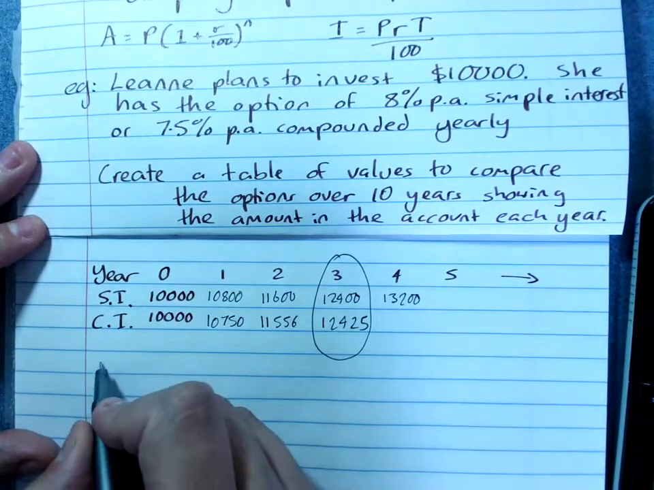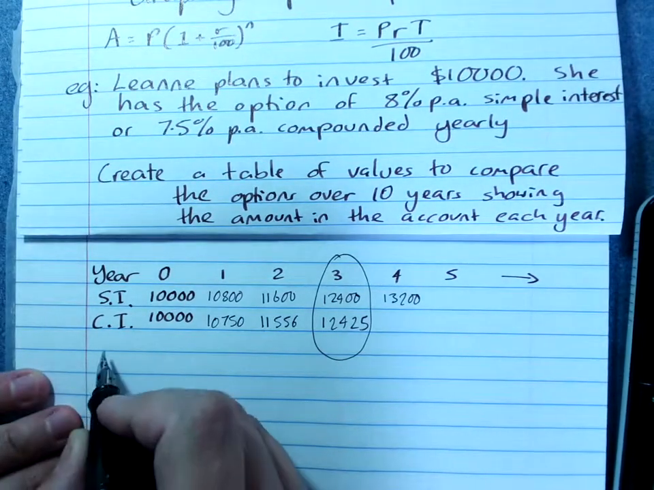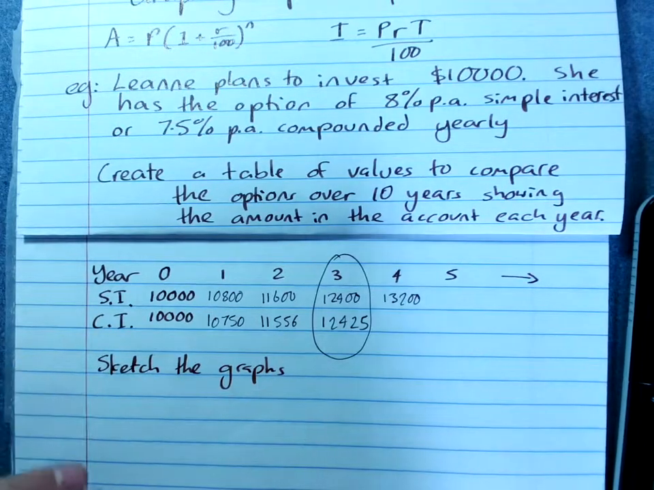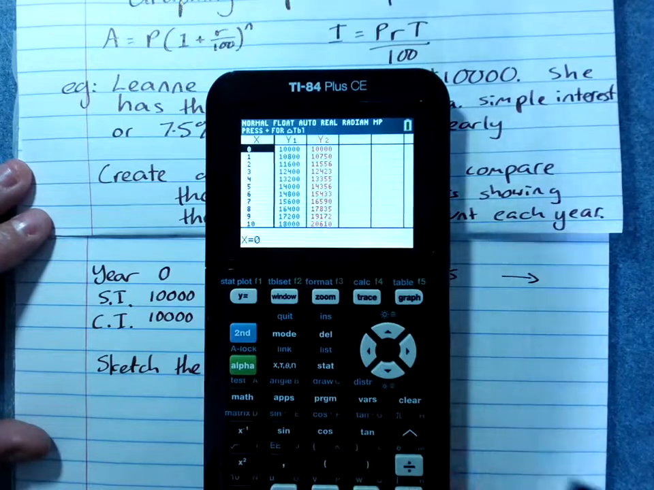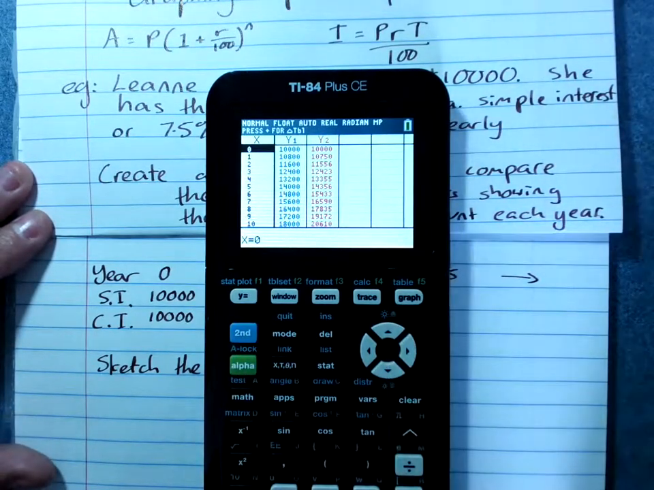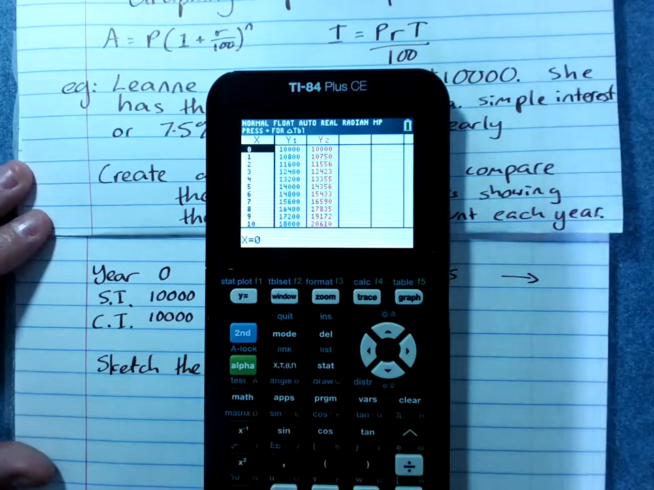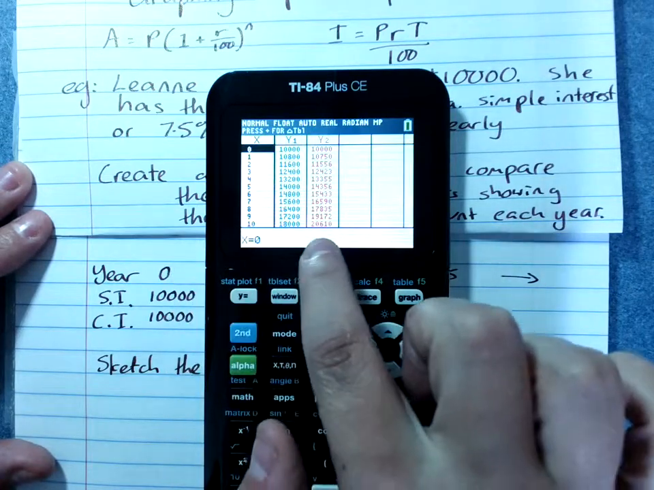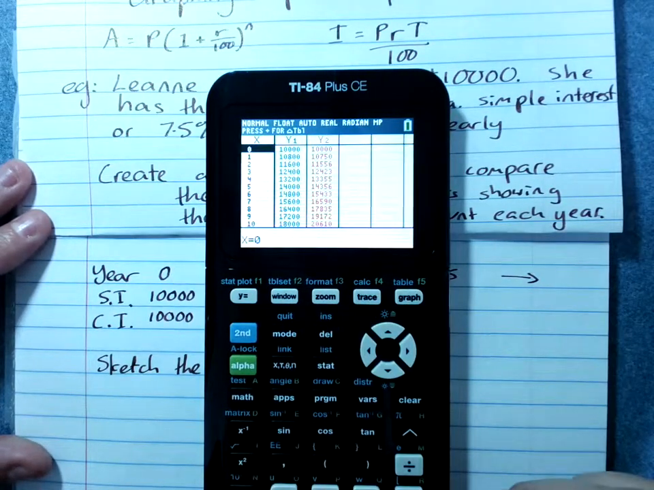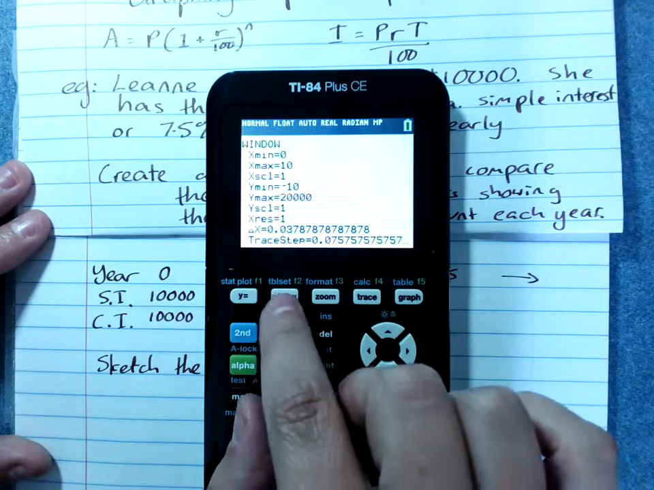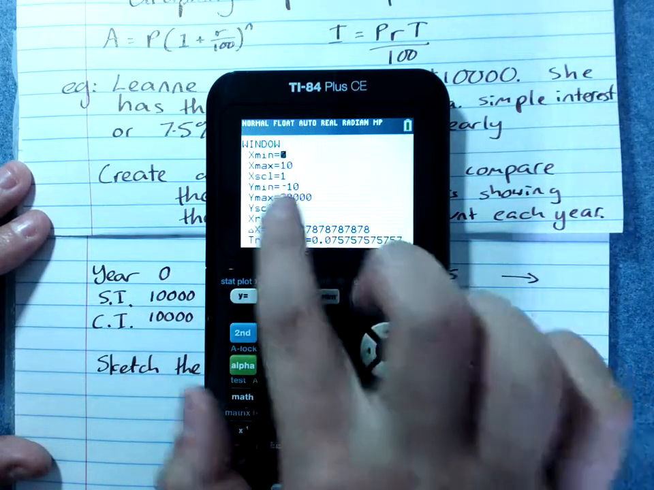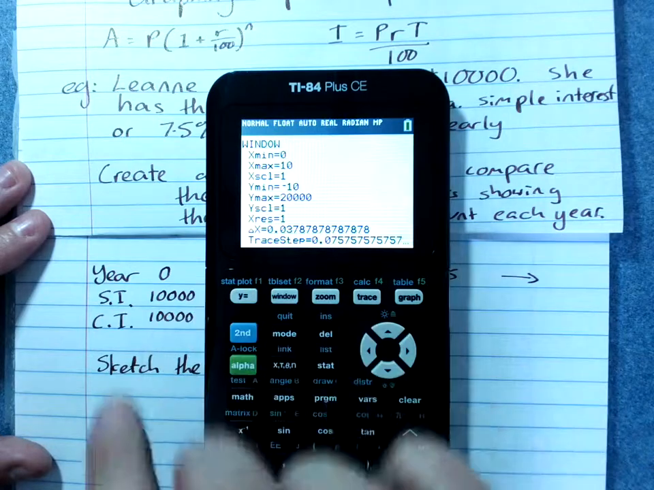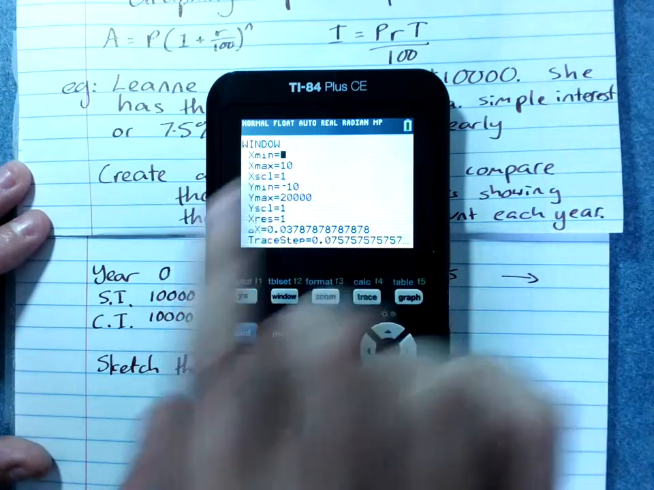Now, if the question also asked you to sketch the graphs, then to do that, we use window and graph. The window sets up the size that you'd like your graph to be. So you do have to check how big your y values and x values need to go to. So you can see that they do need to go up to 20,000 on the y-axis. Hop into window. Often it'll have worked that out for you, but if not, just double check. Up to 10 years for x, going up by 1, and up to 20,000 for the y. So that will be big enough to fit our graph.